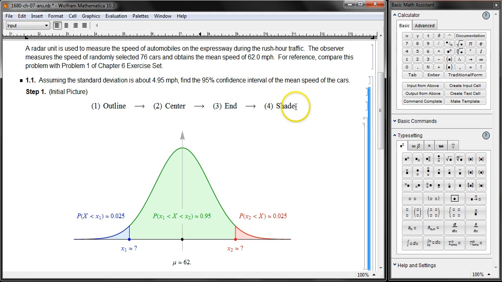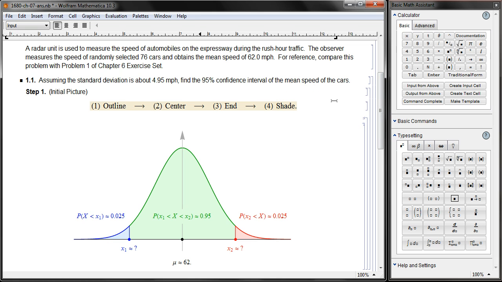The process is the same as before. Outline, center, end, and finally shade. Now outline, we have a normal picture going up and down, symmetric, unimodal. And center is 62 miles per hour because that was the given mean speed here. Now end, there are two ends here because we are looking for a confidence interval. This blue point x1 and this red point x2, and the middle part is the one we want.